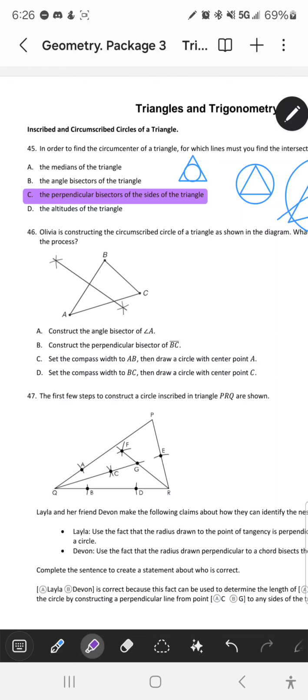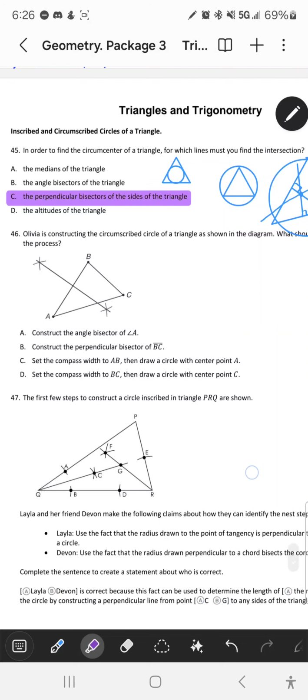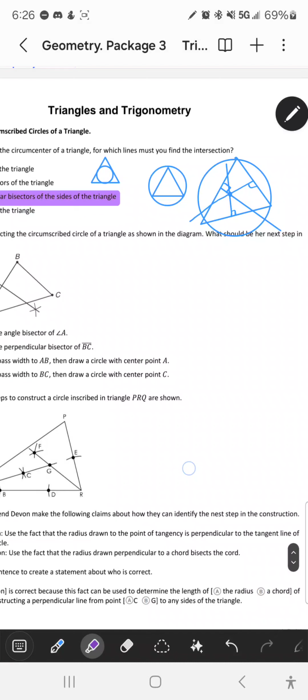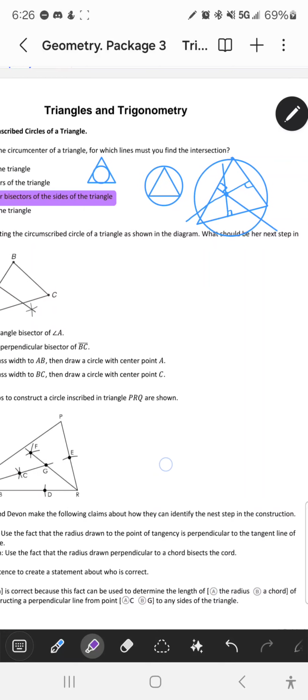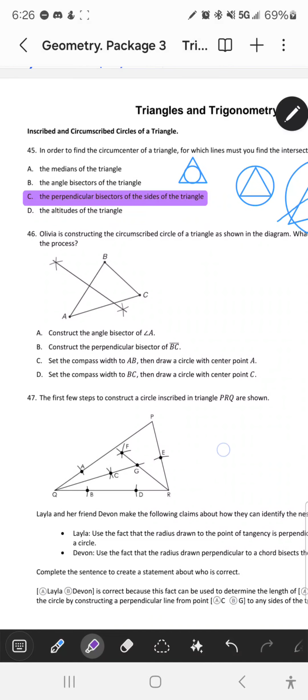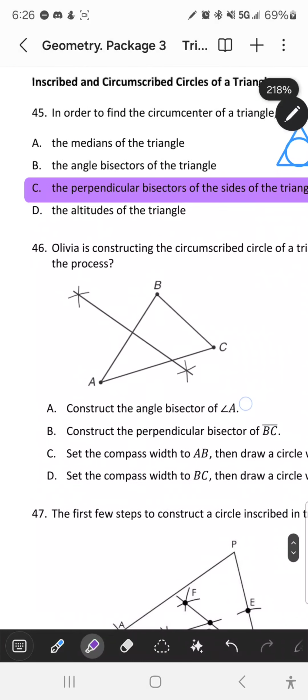Olivia is constructing the circumscribed circle of a triangle as shown in the diagram. Okay, what should be the next step of the process? So the only thing she has done is draw this perpendicular bisector.